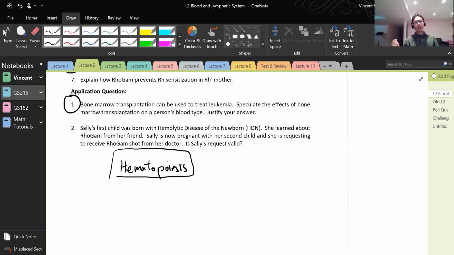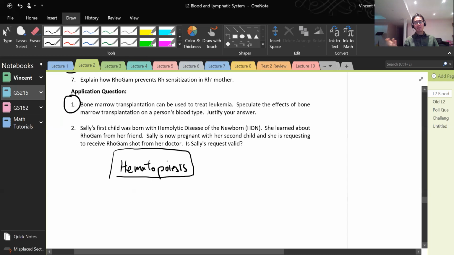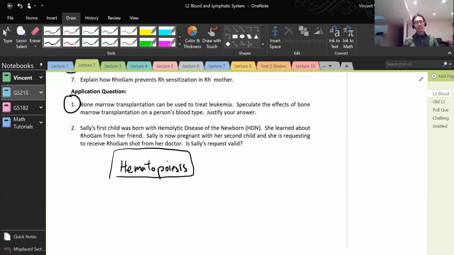So what happens is, if someone has leukemia, in very simple terms, it is uncontrolled production of blood cells. By transplanting healthy bone marrow, you introduce new stem cells that don't have the problem of dividing uncontrollably. Then you kind of fix the problem, kind of treat the leukemia, right?